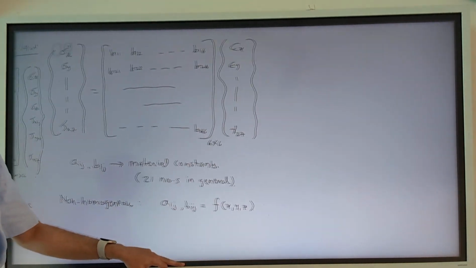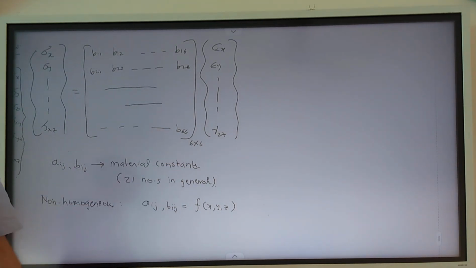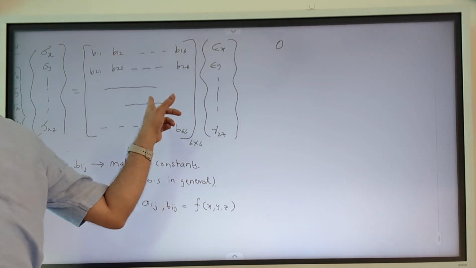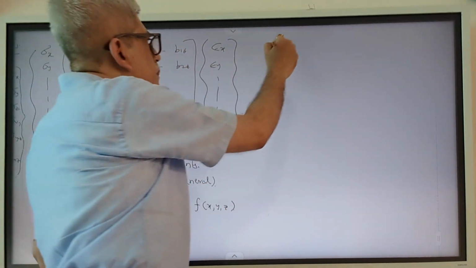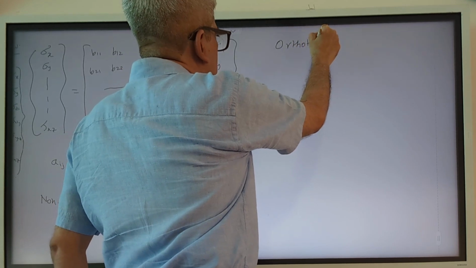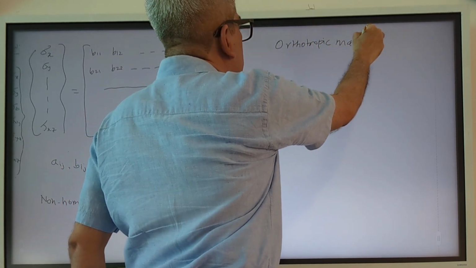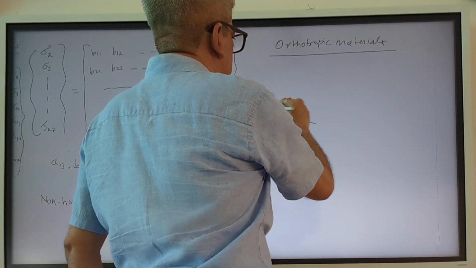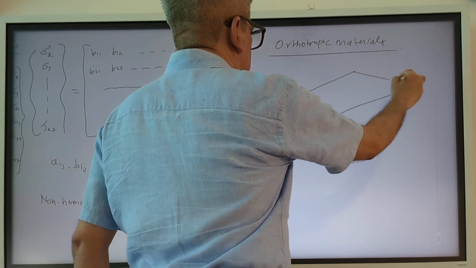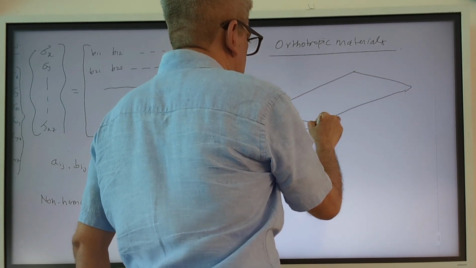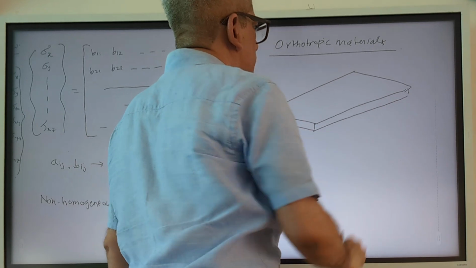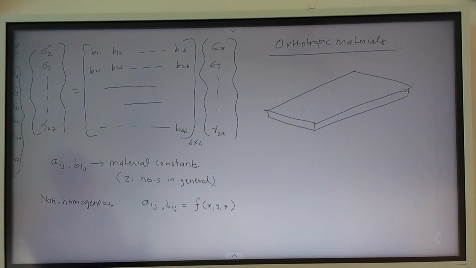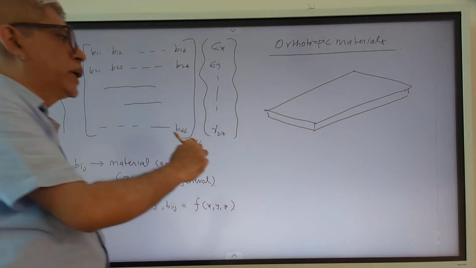There is also a special class of material which we should be aware of. They are called orthotropic materials, where this particular equation takes one special form. These orthotropic materials have material symmetry along three orthogonal directions.